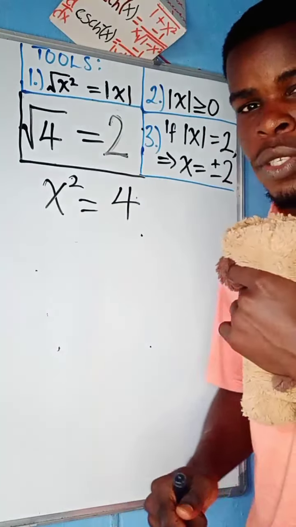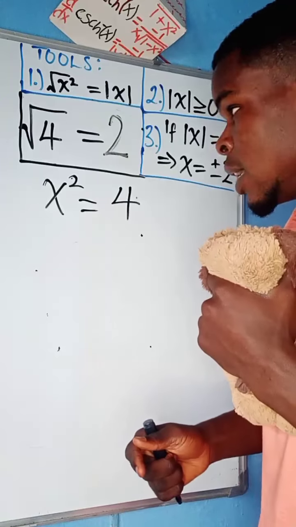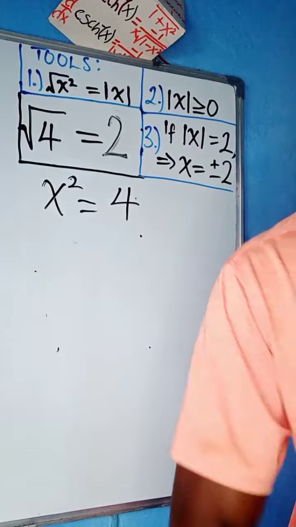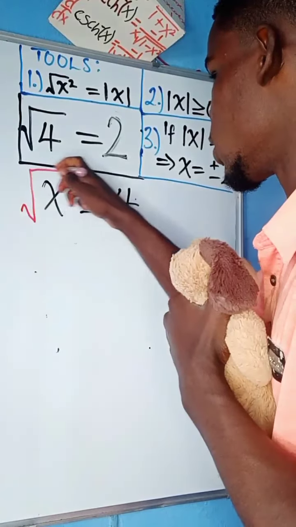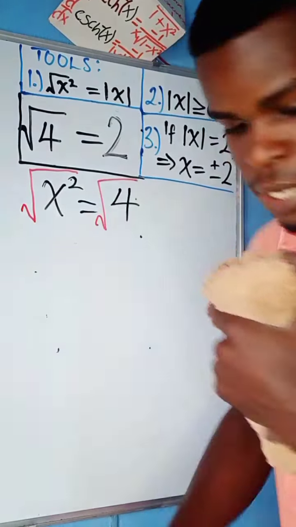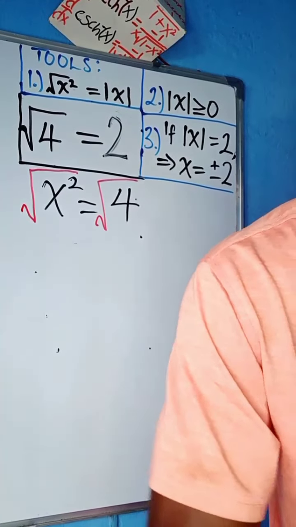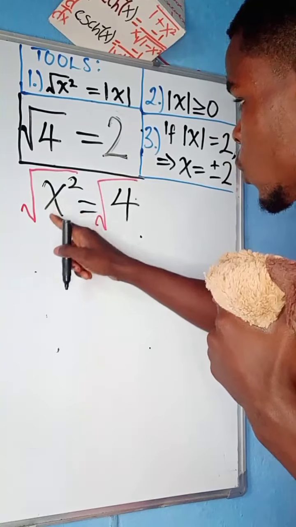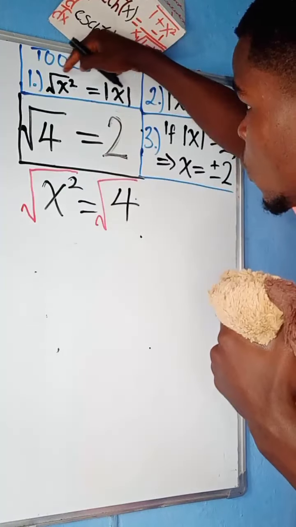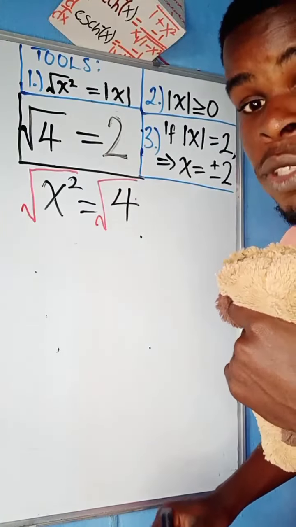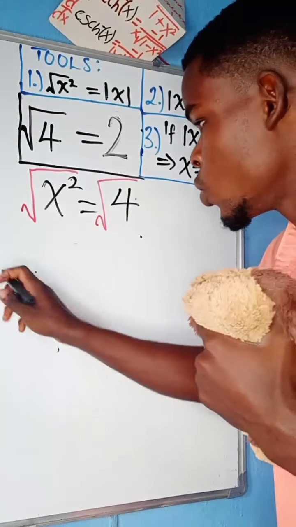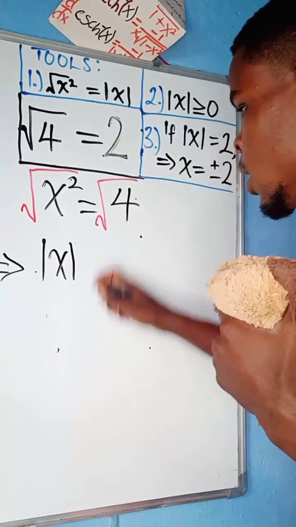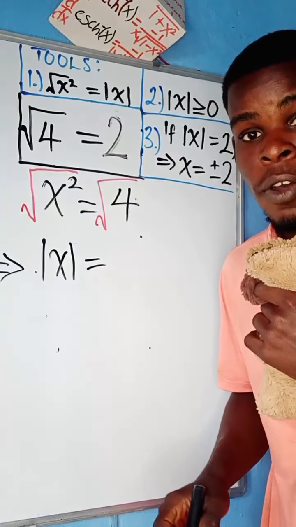Looking at this equation, let's say we want to solve for x. The first thing we'd like to do is take the square root of both sides, because that x has been squared. So let us take the square root of both sides. On the left hand side, we have the square root of x squared. Look at the first tool: the square root of x squared is said to be what? The absolute value of x. So on the left hand side, this gives us the absolute value of x. On the right hand side, we have the square root of 4.